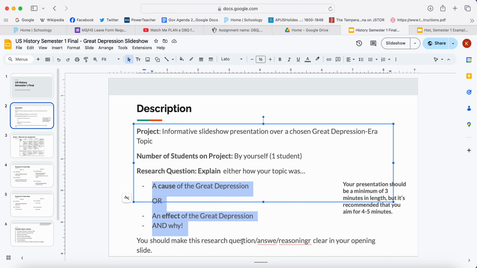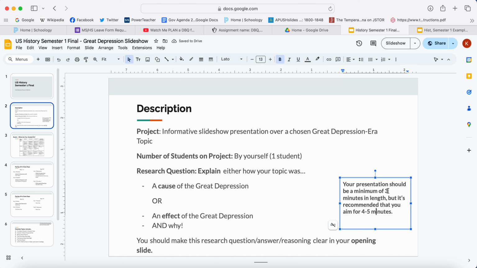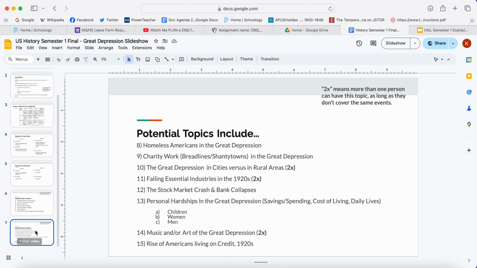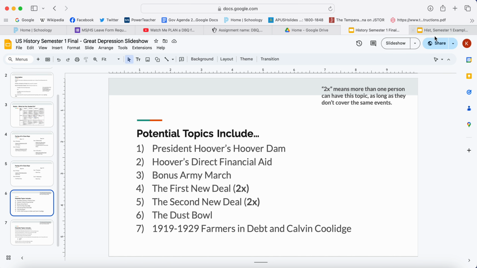And you should be making that question, answer, and reasoning clear in your opening slide. As you start developing it as well, keep in mind we're looking at a range of 3 to 5 minutes at most. You've had your topics assigned to you at this point.